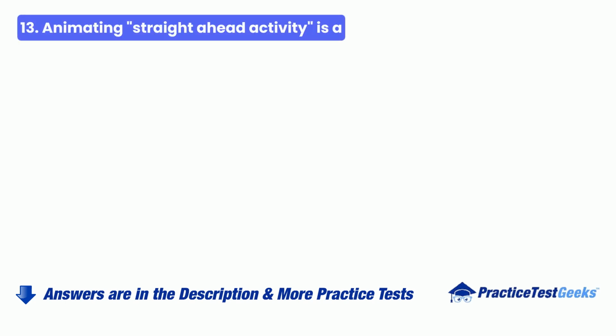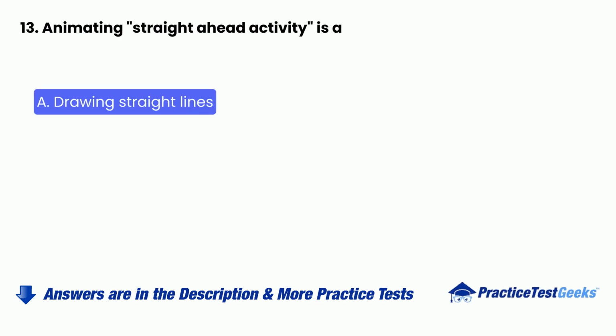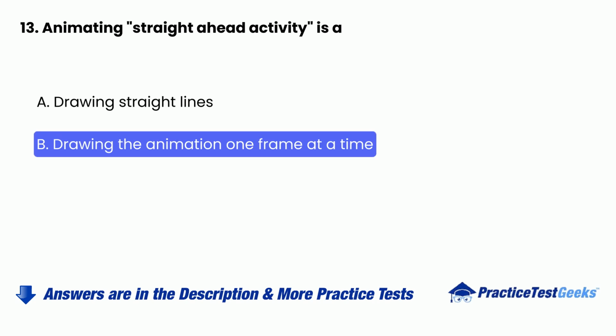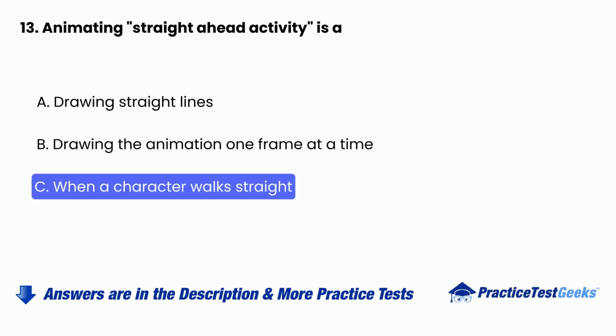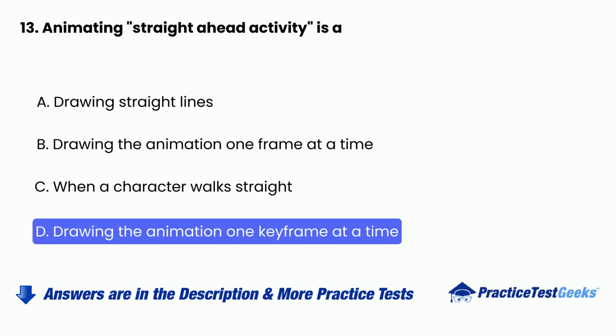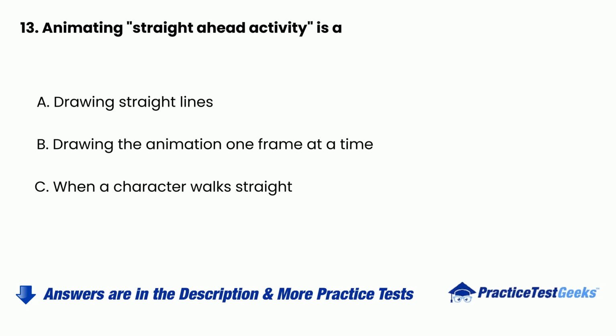Animating straight ahead activity is A. Drawing straight lines, B. Drawing the animation one frame at a time, C. When a character walks straight, D. Drawing the animation one keyframe at a time.